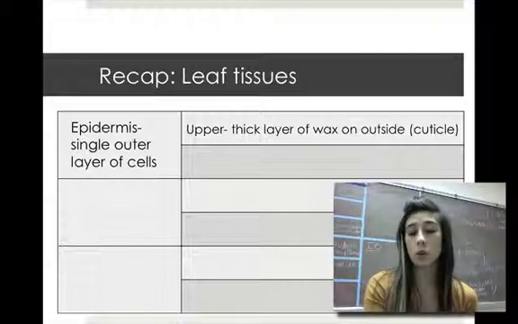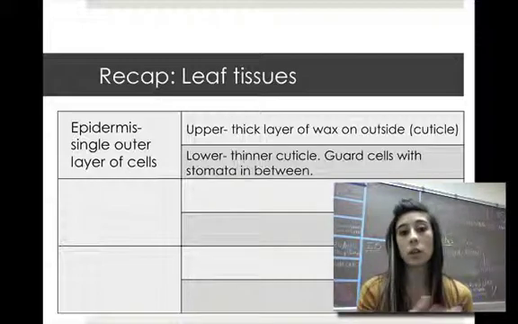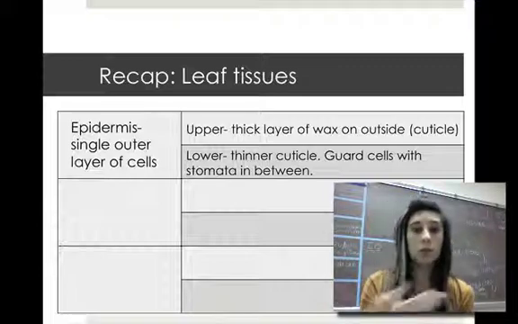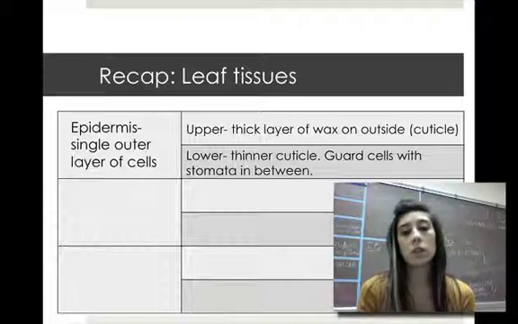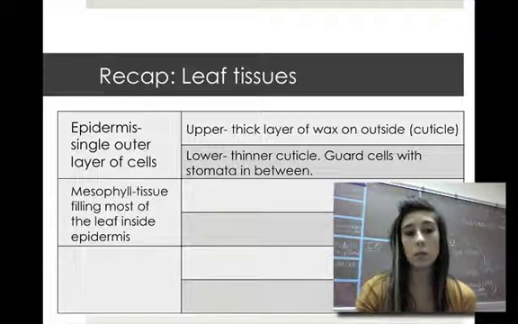The upper epidermis is where we have a very thick layer of wax on the outside of the plant, and that is considered the cuticle. So you'll see a little bit of a shine on the plant. And there's a lower epidermis, which if you flip the plant over, that's the lower epidermis. And it still has a waxy cuticle, but it's a little bit thinner than the top. And there are guard cells within the stomata in between all of the epidermis.